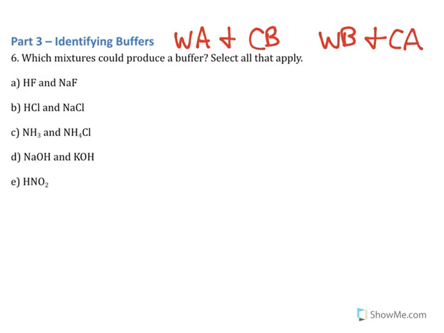Over here, I'm pairing it with NaF. That doesn't look exactly like the conjugate base of HF, but if you think about what this dissociates into, that sodium is going to make it soluble. So that sodium is going to act as a spectator ion, releasing these fluoride ions. And indeed, the fluoride ion, F minus, is the conjugate base of HF, which is a weak acid. So yes, A is going to be able to produce a buffer.